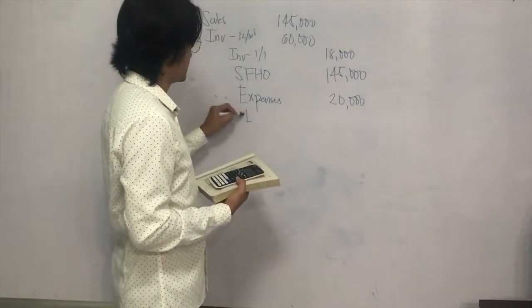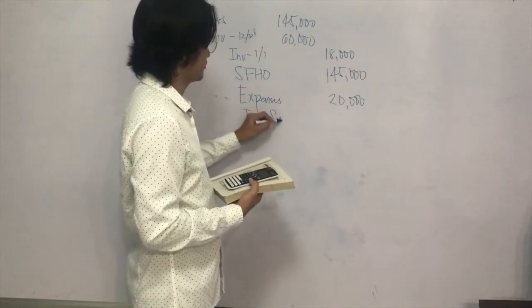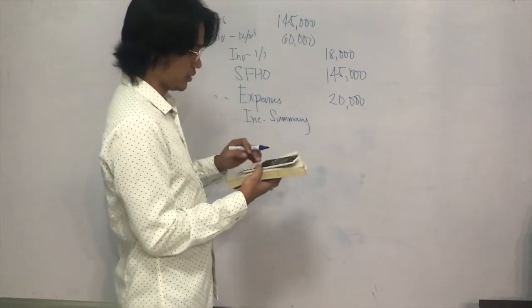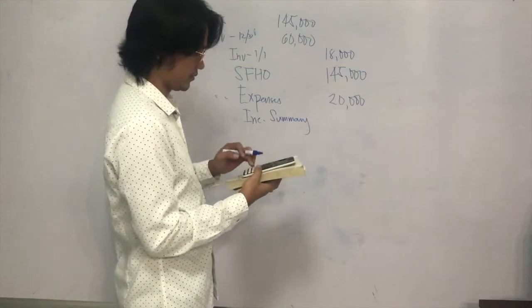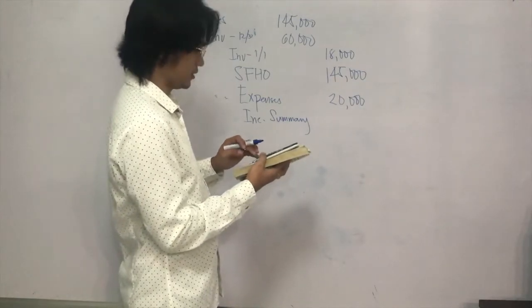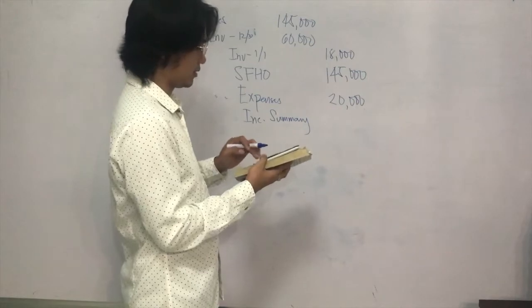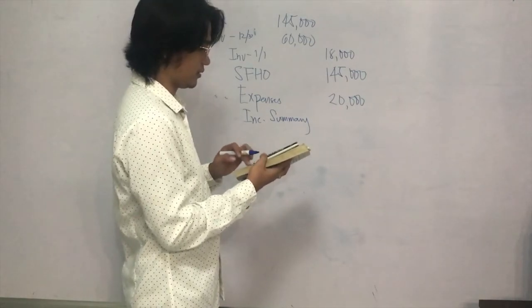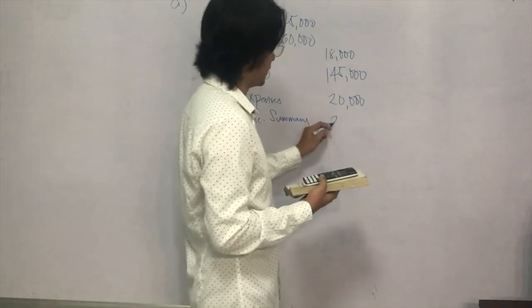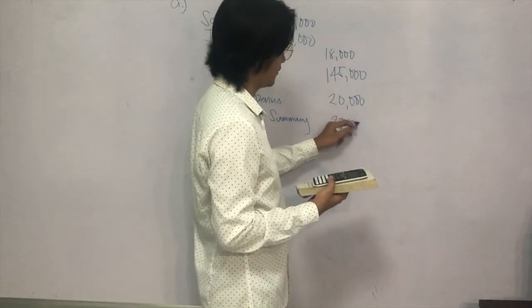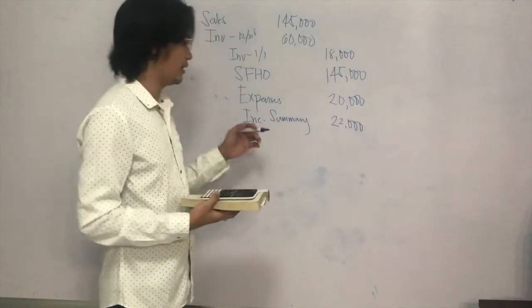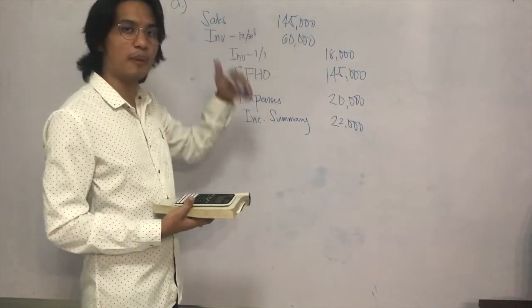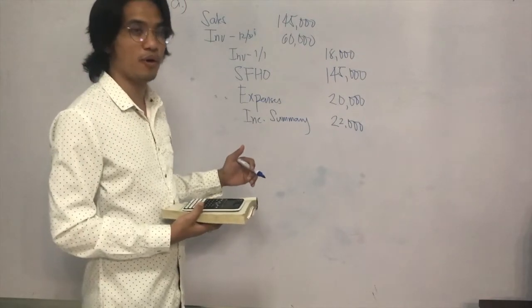You have income summary. So 145 plus 60 minus 18 minus 145 minus 20. So you have 22,000 for the income summary. And then later, we close it to our capital account. Since we're talking about the branch, our capital account for the branch is the home office current.